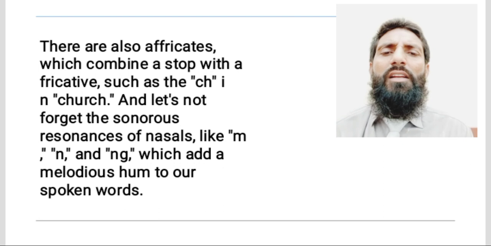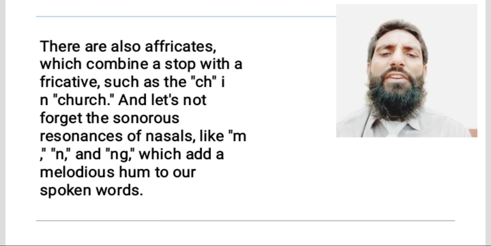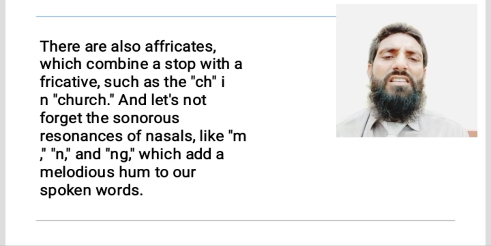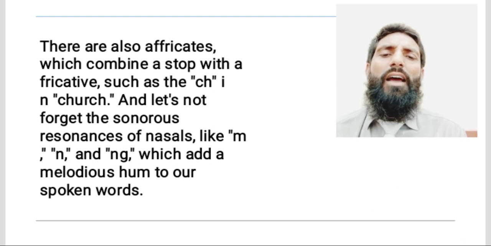There are also affricates, which combine a stop with a fricative, such as the ch in church. And let's not forget the sonorous resonance of nasals, like M, N, and NG, which add a melodious hum to our spoken words.